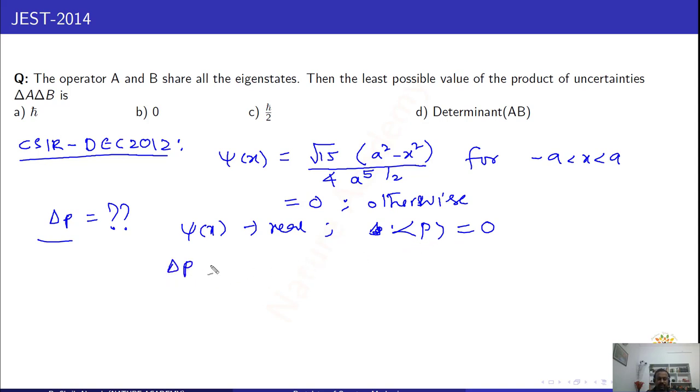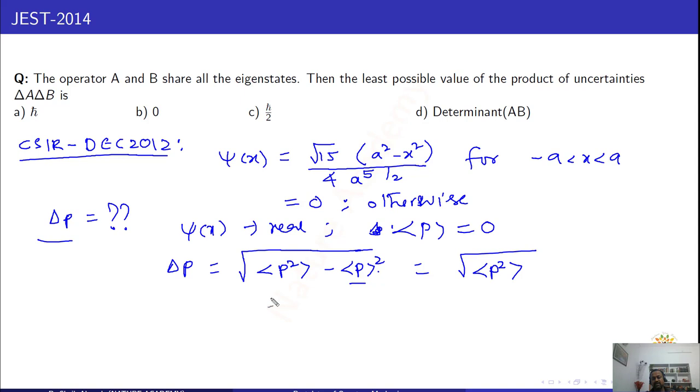The uncertainty in momentum delta p can be written as the square root of the expectation value of p square minus the square of the expectation value of p. Here the expectation value of p is written like this, and it's squared. For a given real wave function, this value will be 0. Therefore, delta p is simply the square root of the expectation value of p square.